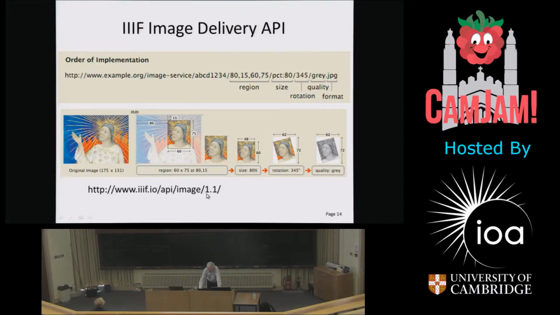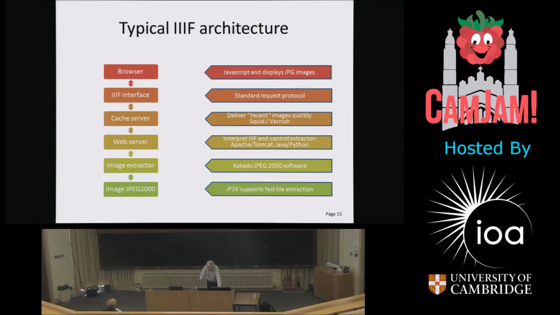So what the IIIF initiative has done is to work out an HTTP-based protocol for being able to request images at arbitrary parts of the complete image and at arbitrary resolutions of the complete image. So a typical IIIF architecture has a browser running JavaScript and displaying JPEG images. It talks from the browser to a server with the IIIF interface as now a standard request protocol.